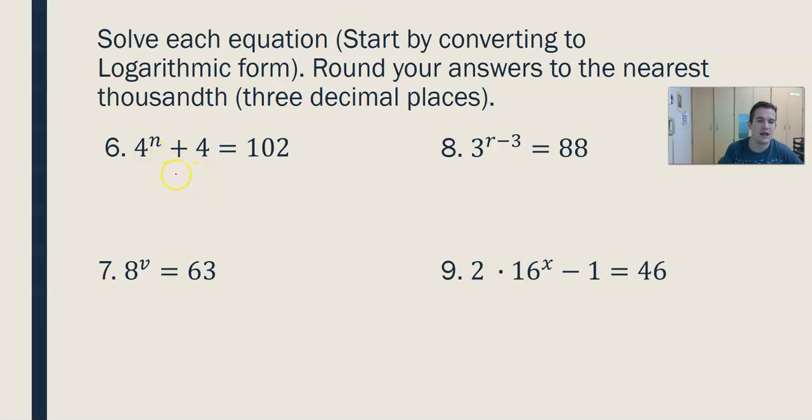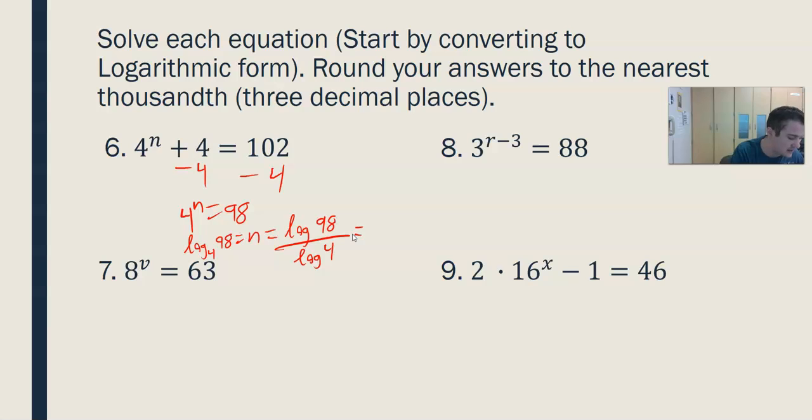So 4 to the n plus 4 equals 102. I'm going to subtract 4 on both sides and get 4 to the n equals 98. Then I'm going to change this to a logarithm. Log base 4 of 98 is equal to n. Well, log base 4 of 98 is really equal to log of 98 divided by log of 4.